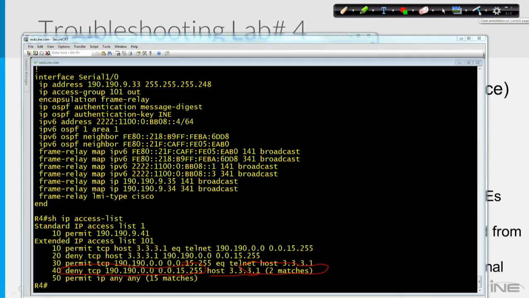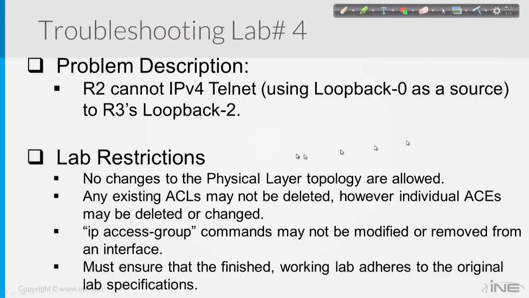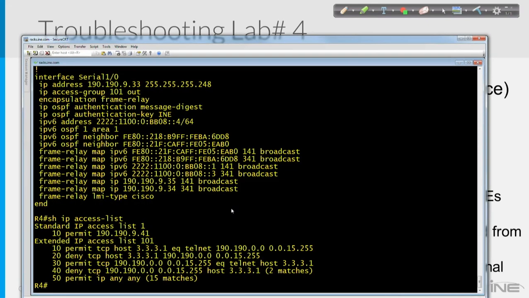Now let's go back to our restrictions. The restrictions said no existing access lists may be deleted, but individual ACEs may be deleted or changed. All right. So if we deleted sequence number 40, that should work, because sequence 10, 20, and 30 are not matching on the packets. 50 will permit anything, so let's just delete sequence number 40.